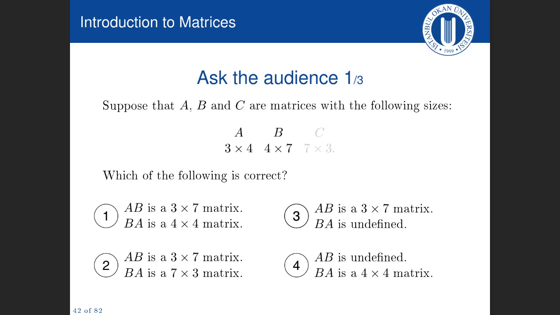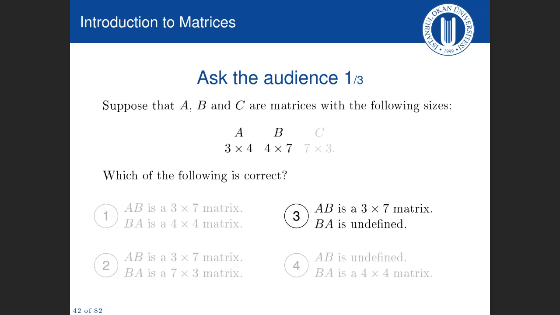2 people chose number 1, 3 people chose number 2, and 4 people chose number 3. I can tell you that the correct answer is number 3. First of all, look at AB. If we're looking at AB, the inside numbers are the same. It's 4 and 4, and then the outside numbers give us the size, 3 and 7.